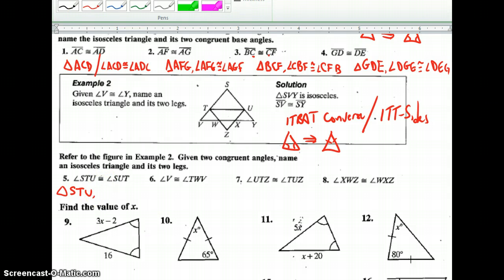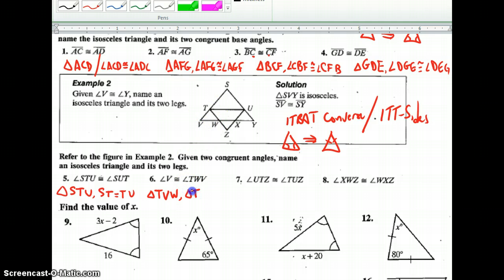The sides that are congruent in that triangle STU are angle T and angle U, they're the same. So S is the vertex. ST is congruent to TU, or those lengths are equal. Angle V is TWV, which is this one here. So we have this little isosceles triangle here, triangle TVW, and it was V and this one at W that are congruent, so T is the vertex.